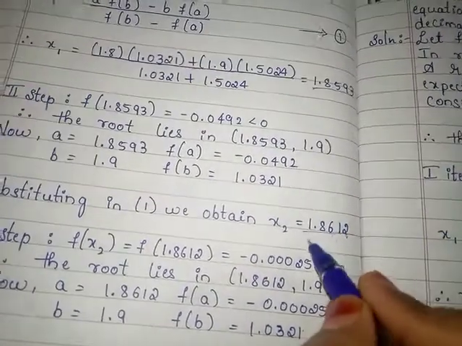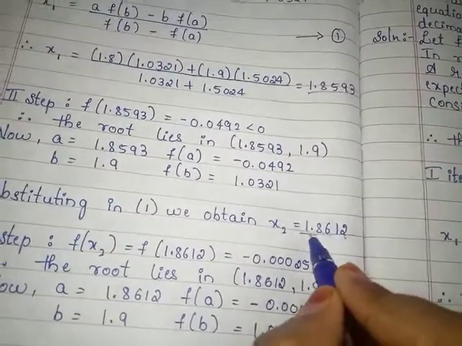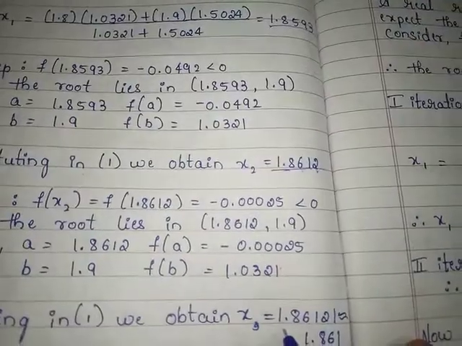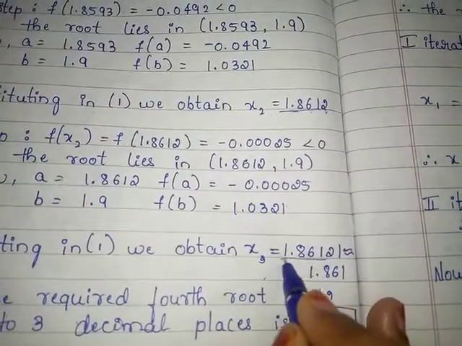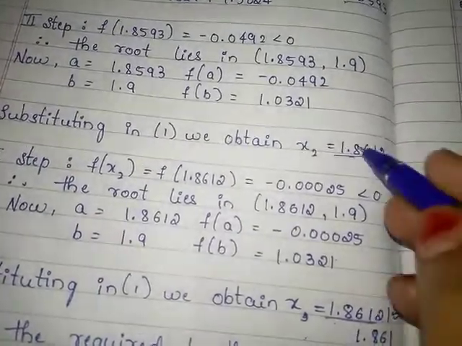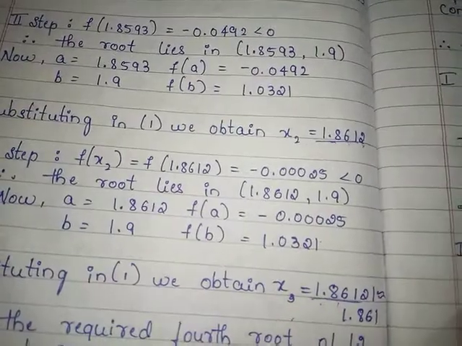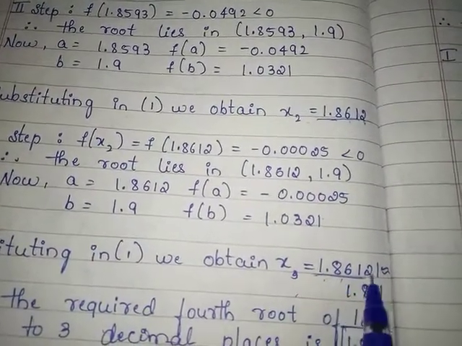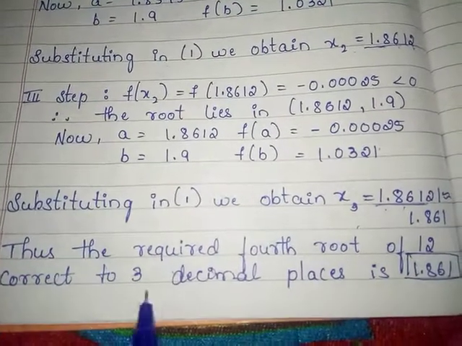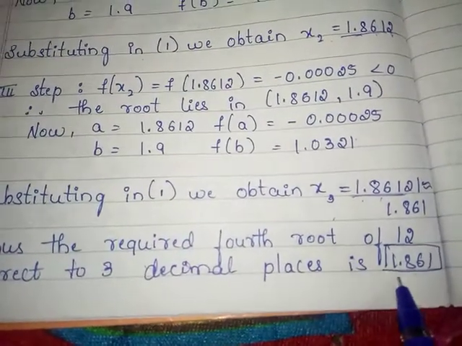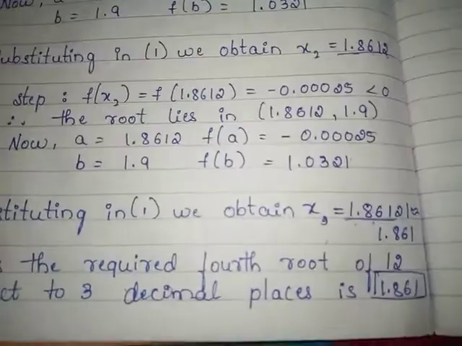1.8612. Up to 3 decimal places, 1.861, 1.861, 1.861. These two values are same. Therefore, our real root is 1.861. Thus, the required fourth root of 12 correct to 3 decimal places is 1.861.